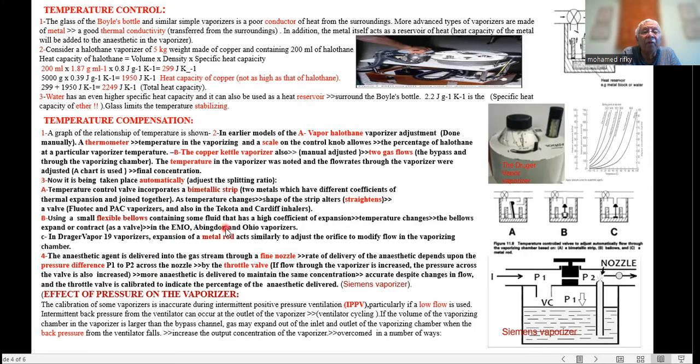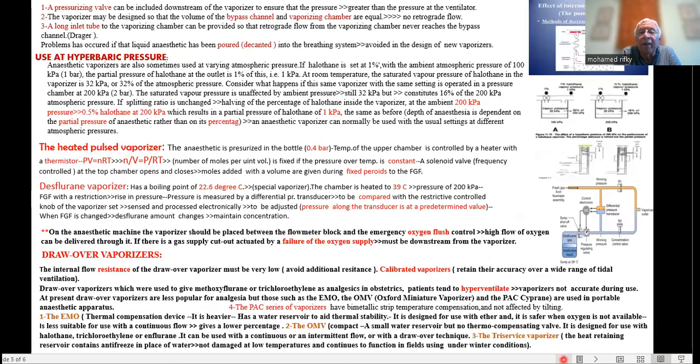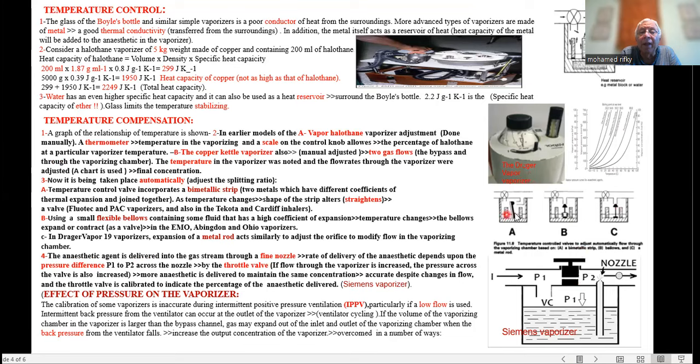And these are different types of vaporizers. The bellows is present in the EMO vaporizer and the Epstein Macintosh, and the other one, the bimetallic strip, is present in the Tec series, and this one is present in Draeger.